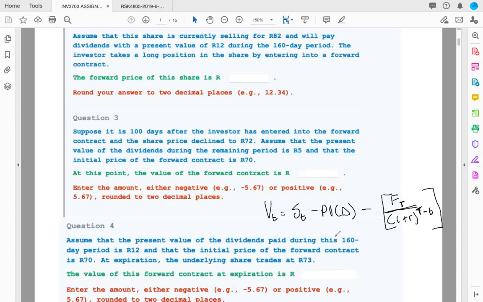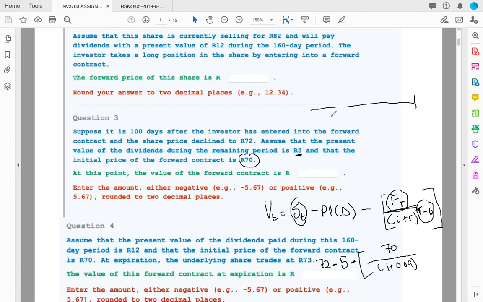Now, this formula can be a bit tricky. Okay. S_t is just the price of the share today, which is 72 Rand. The present value of the remaining dividends is just 5, as we're told the present value of the remaining dividends is 5. Okay. The initial price of the forward contract, we've been told, is 70. Usually you will have calculated this, but in this case it was given, right? The risk-free rate is 9%. Now here you have to be careful.